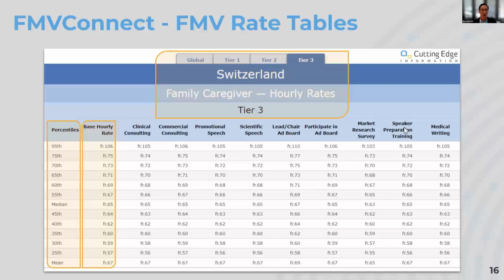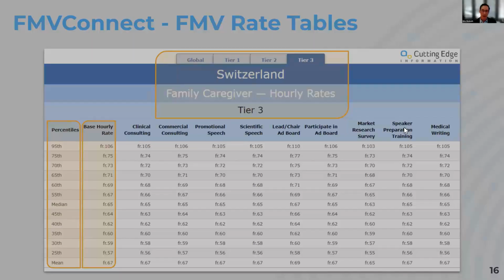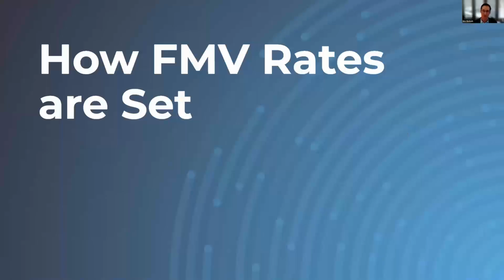So we've talked about here where the data comes from. You've seen what the FMV product looks like, a whole bunch of numbers. Next, we'll discuss what happens when companies set their FMV rates based on this information.